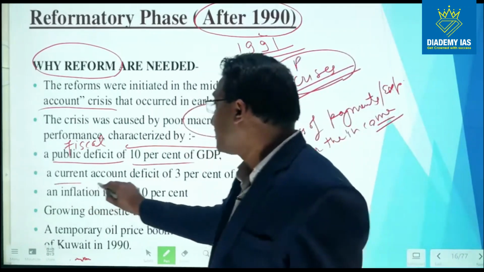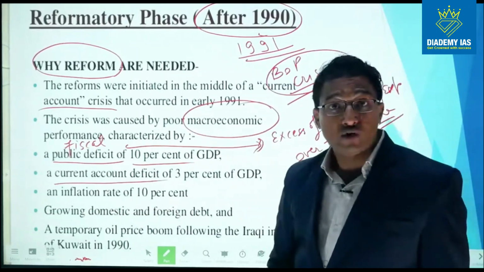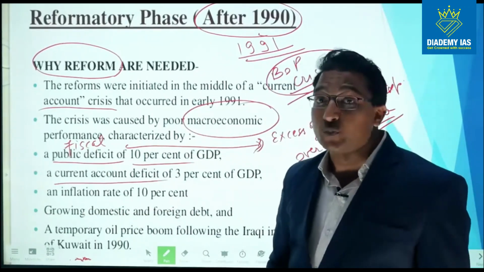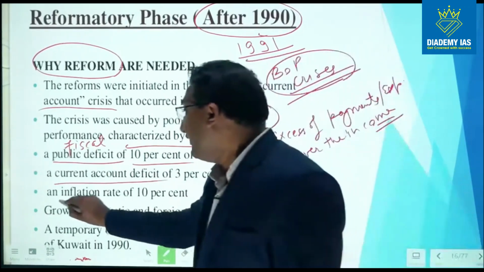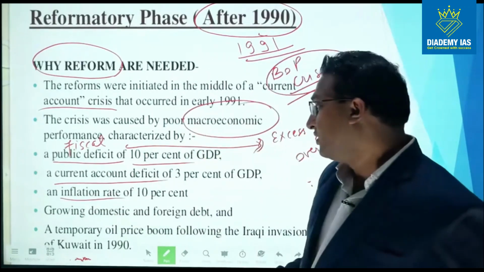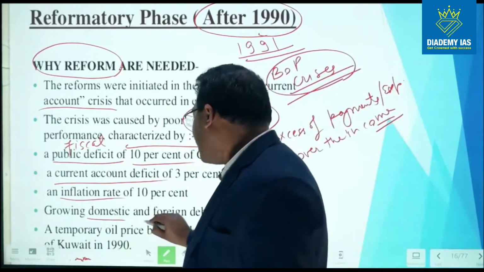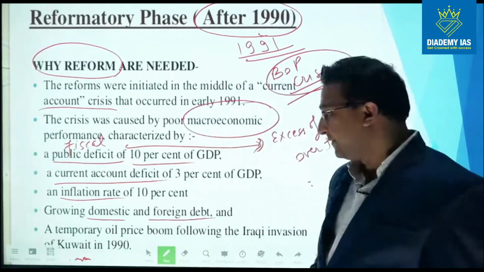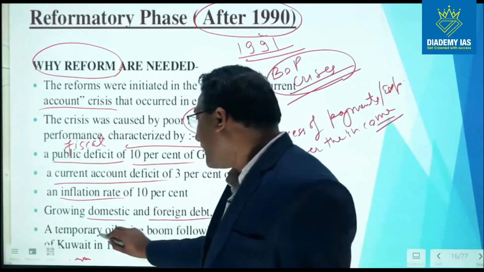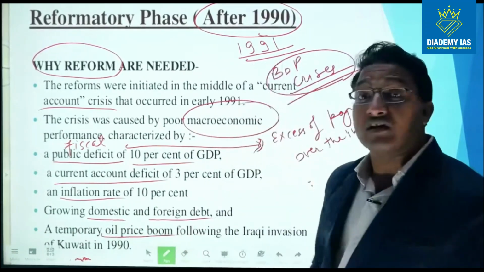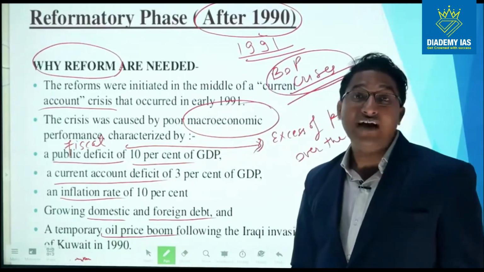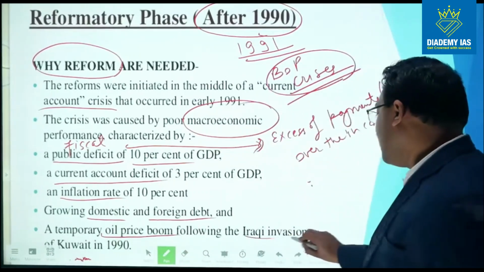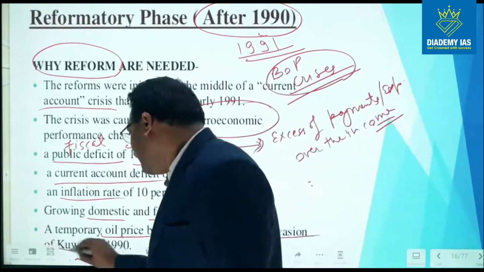Current account deficit was also very high. So imports were high and exports were negligible. Inflation rate was very high, right? The domestic and the foreign debt was very high, and the oil price was at a very high boom. Why boom? Because of the Iraqi invasion of Kuwait in 1990.